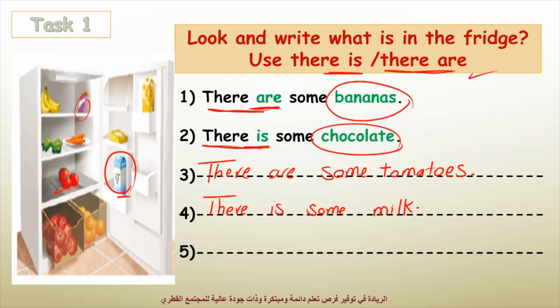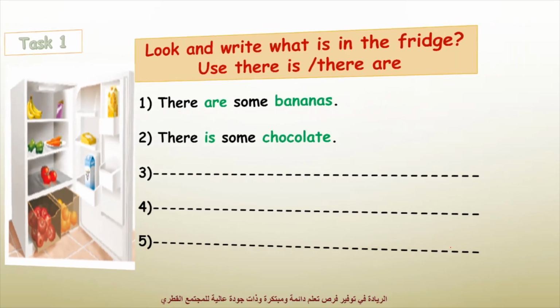Number 5, the last one. I choose the apples. I have here many apples. So maybe they are 10. So I'm going to describe it using there are because it is a countable noun. So the sentence will be, there are some apples. Let us see the answer. There are some apples. Yes, well done. Because apples, uncountable or countable? Yes, it's countable noun. Well done.